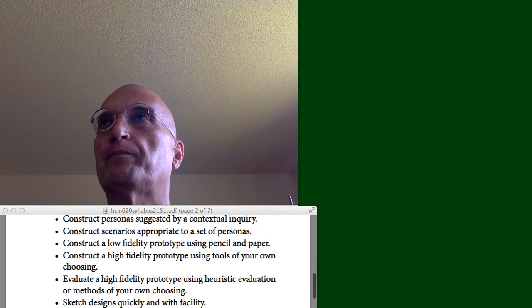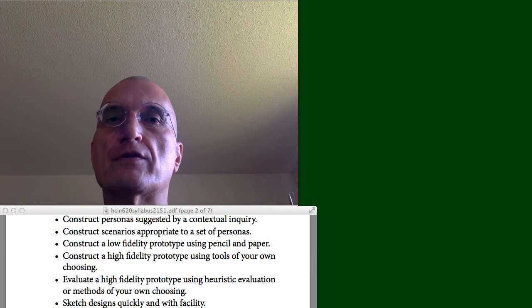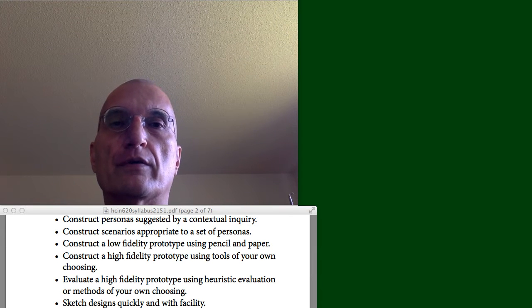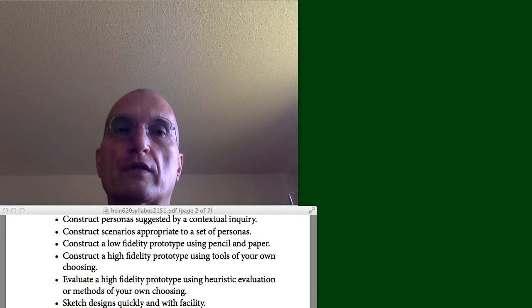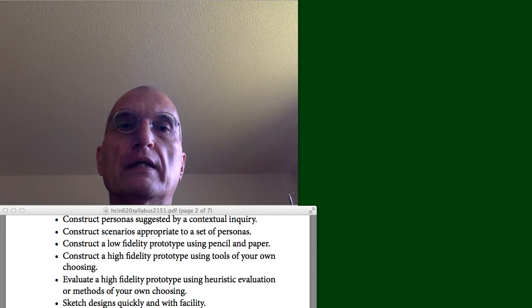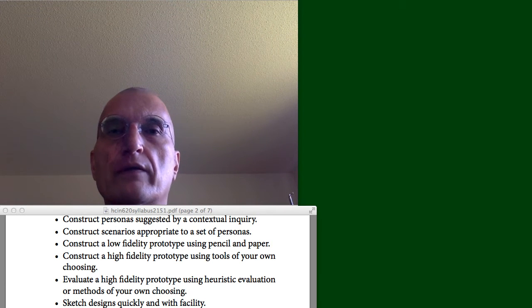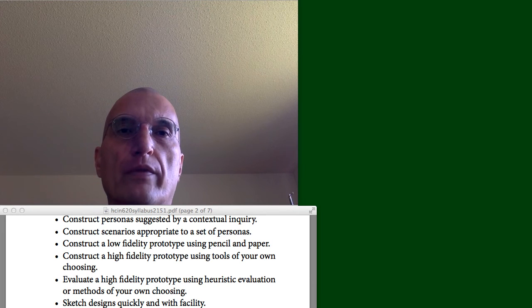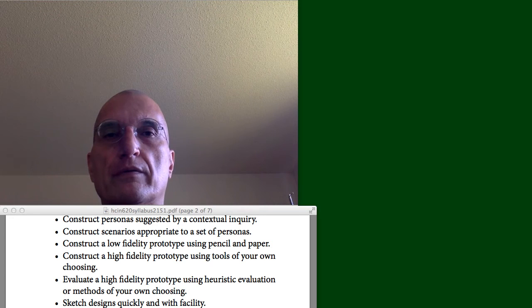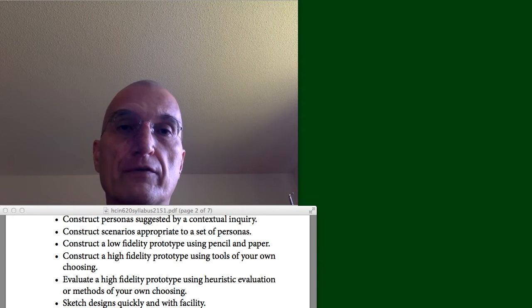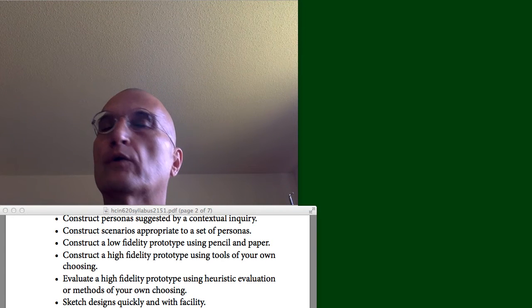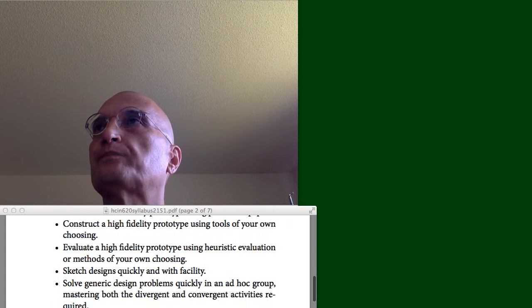Or you will be allowed to use other methods. You'll have to be able to sketch designs, and I prefer that you do this with pencil and paper for the most part, quickly and with facility. So you'll have to be able to go into a meeting and sketch a design. In general, these days in 2015 as I'm recording this, on a whiteboard with a marker or a bunch of markers. That's how it will develop in real life, at least right now. And you'll have to practice that.